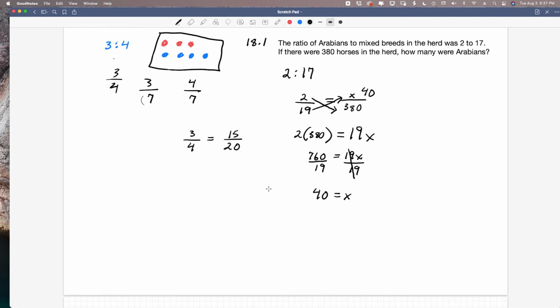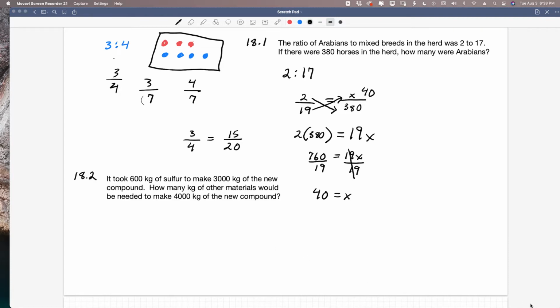All right, let's look at 18.2. It's a little bit different. Let me put this problem up here for you. So in this problem, we're looking at a compound that was made, and we need to know how much of other materials would be needed to make more of the new compound.